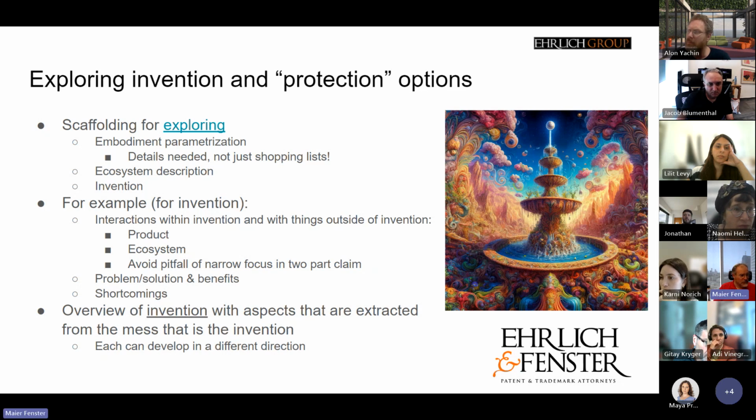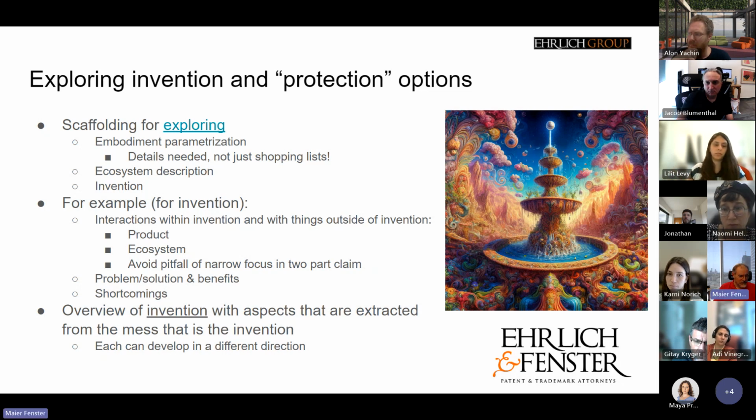Shopping lists are not good, because shopping lists at most say, I had it. They don't show that it's different. They don't show patentability. Therefore, if you have a shopping list, you have to provide details. You have to talk about benefits. You have to say how things are different.